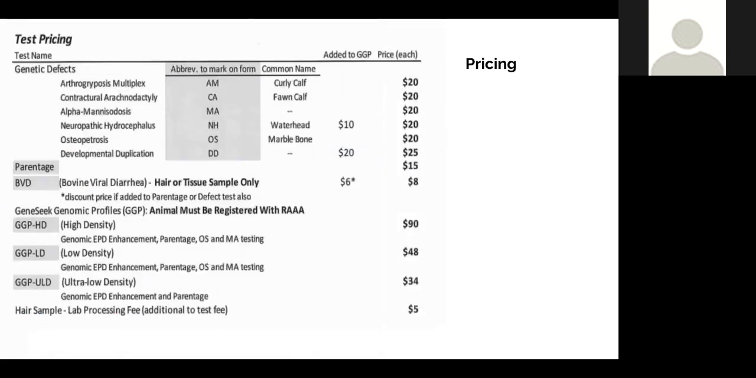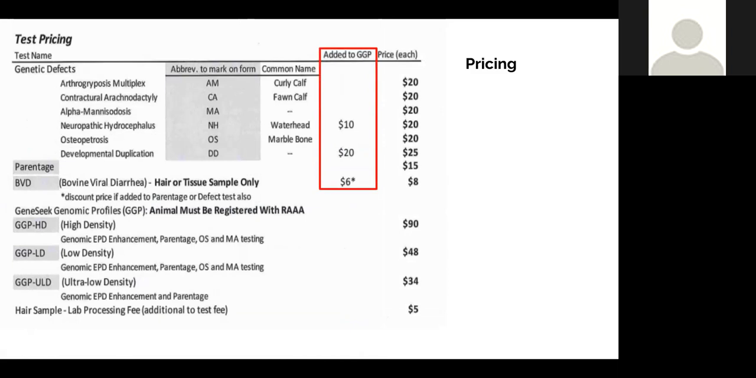Page 2 is one of the pages that I get the most questions on, and it is the pricing. That seems to be the most confusing. So we're going to go over some of my frequently asked questions. First up is this added to GGP column here.